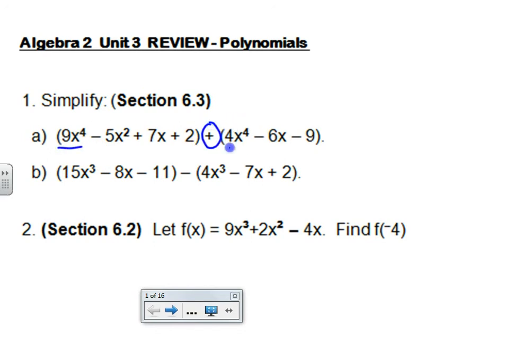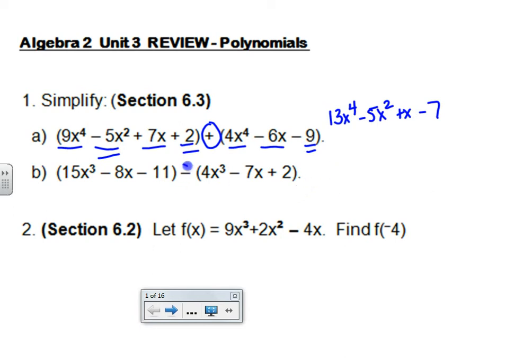So I'm going to look for like terms that I can add together. That gives me a 13x to the fourth. There's no cubic term, but I do notice there's one quadratic term. I'm just going to write him down. And then I see a plus 7x plus negative 6x would be a 1x. And then positive 2 plus negative 9 would be a negative 7. So that's my answer for part A.